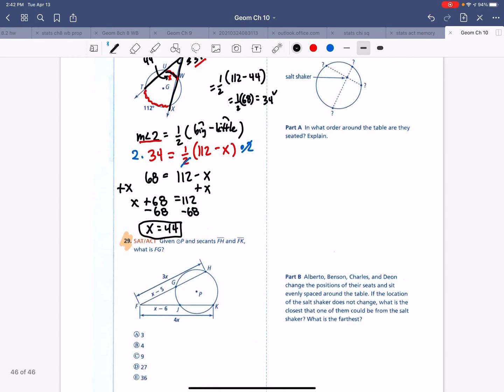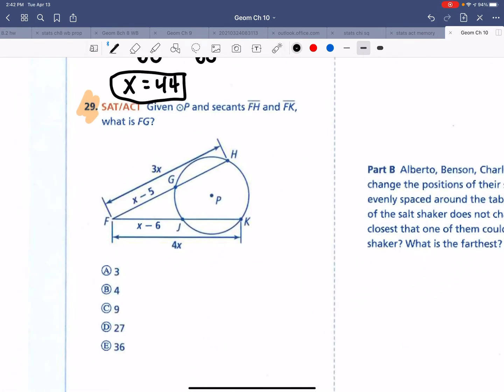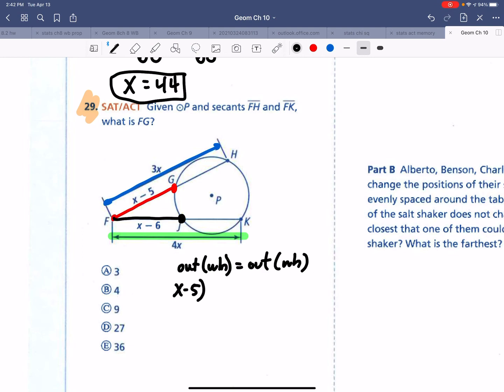Okay, how might we see this on the SAT or ACT? So if we take a look, they've given us the outside times the whole thing. That was nice. The outside times this whole thing. So that is our formula. The outside times the whole thing is equal to the outside times the whole thing. So we have x minus 5 times the whole thing, 3x, is equal to the outside, x minus 6 times the whole thing, 4x.